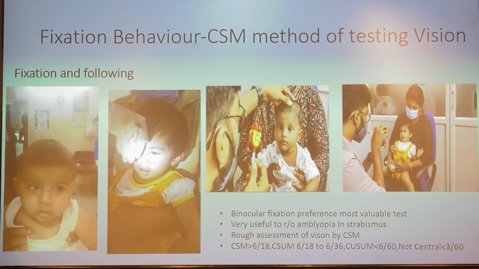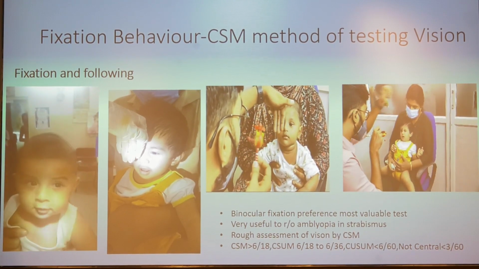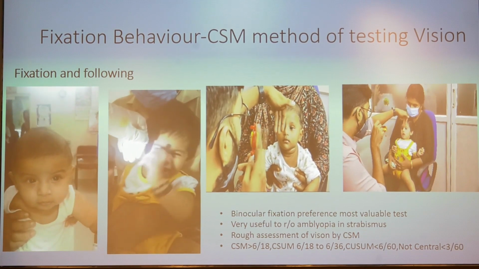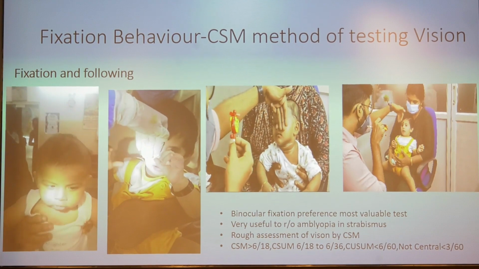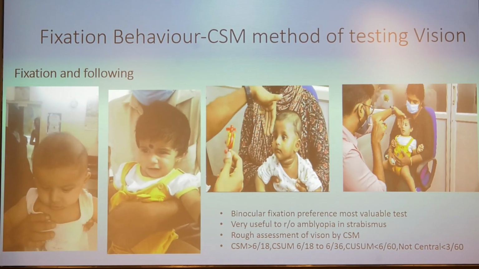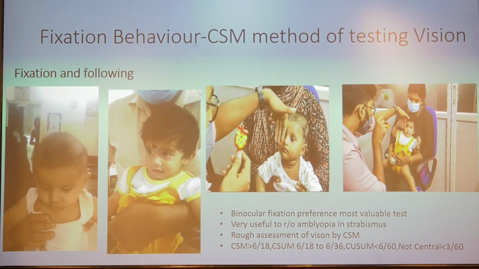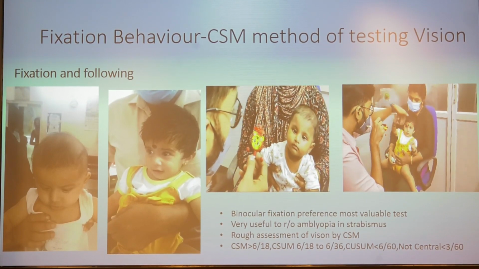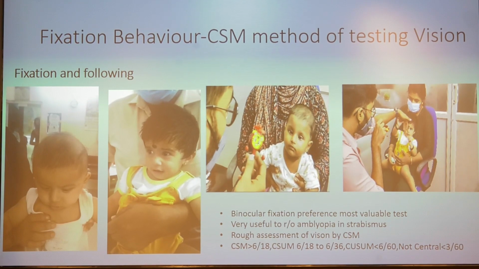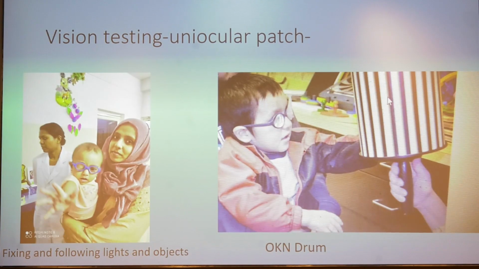And then if there is, as we have seen, a cover test will show you whether the child prefers one eye. So according to the CSM, that is whether the fixation is central, steady and maintained, we get an idea of vision. If it is central and steady and maintained, it gives a vision of approximately better than 6/18. If central and unsteady, it is less than 6/18 to about 6/36, and if it is not maintained, less than 6/60. And not taking up central fixation, it's a few meters, like less than 3/60.